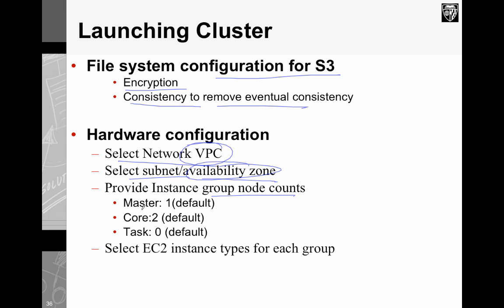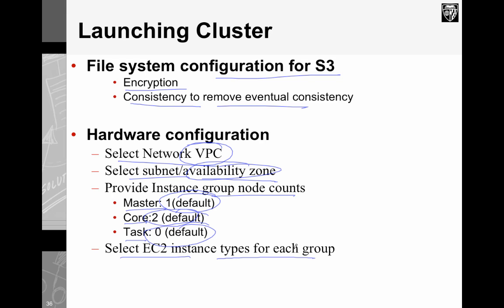If you recall, I mentioned that there were 3 groups: the master, the core, and the task instance group. You can say how many machines you want. There is 1 master machine, which is by default, 2 core machines, and 0 task machines. If you want, you can change these numbers so that you can have 20 core machines and 10 task machines if you want. And you can also select the EC2 instance types for each group.